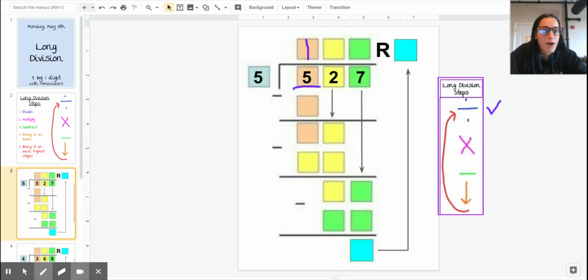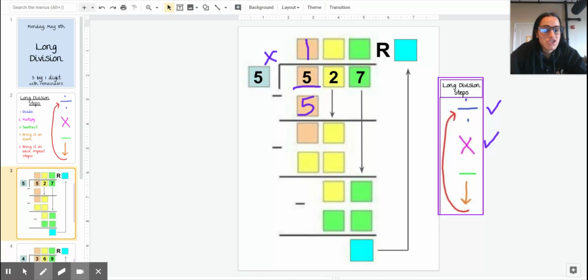Next step is to multiply. So I'm going to put our multiplication symbol over here to help us out. And remember, when we multiply, you always multiply the divisor, which is 5, the number we're dividing by, by the digit that you just wrote in your quotient, which is a 1. So we're going to start by doing 5 times 1, which is 5. And I'm going to write that right here. And I'm going to check off that, yes, we have multiplied.